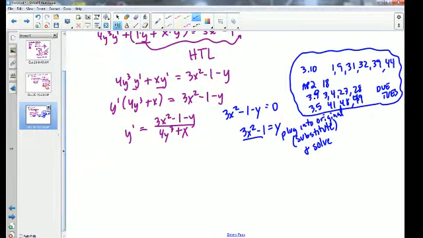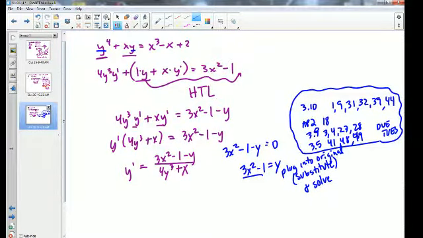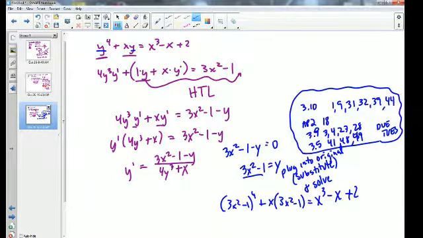I bet you $10 the bell rings in about 2 minutes. That's okay. So I have that monster to put in here, right? So we put this into the original. Okay, so we have 3x squared minus 1 to the 4th plus x. Oh, I was close.